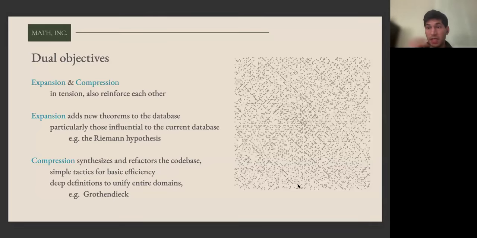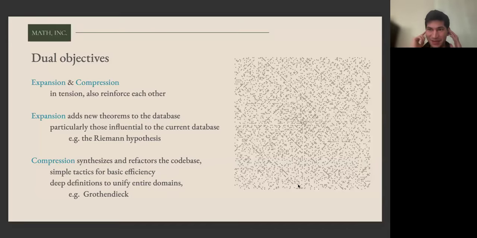On the other hand, besides adding new results, another central objective of the practice of mathematics is compression of the database. You can think of a code base where you synthesize and refactor. At the most simple level, this could consist of coming up with tactics or even just defining variables to improve efficiency. If you're repeating the same string over and over again, maybe you have a variable. If you're repeating the same few chains of logic over and over again, maybe you encode it as a tactic. That's a way of abbreviating and compressing repetitive things.